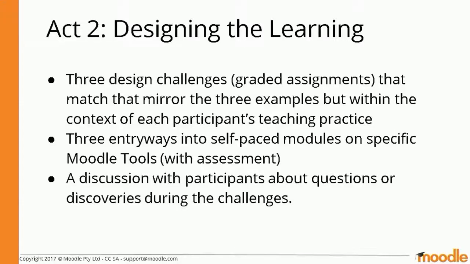Challenge number one corresponds with example number one. Challenge number two corresponds with example number two. And what we'd like you to do is not think theoretically, think practically. How would you do this in the course you are responsible for? So you teach a maths class, how would you do this move? You teach foreign language, how would you bust this move?